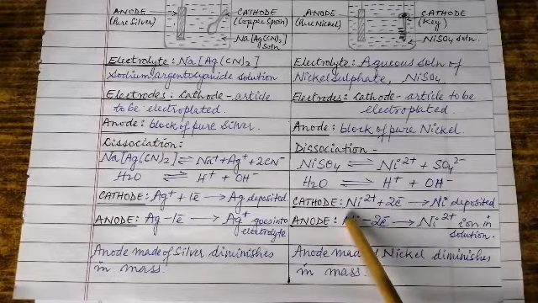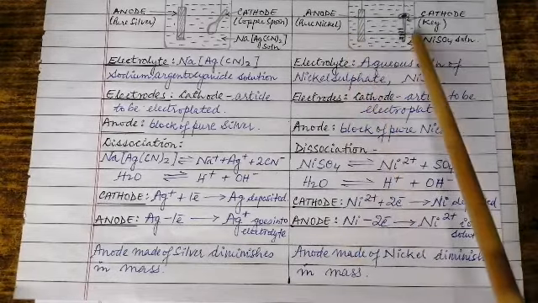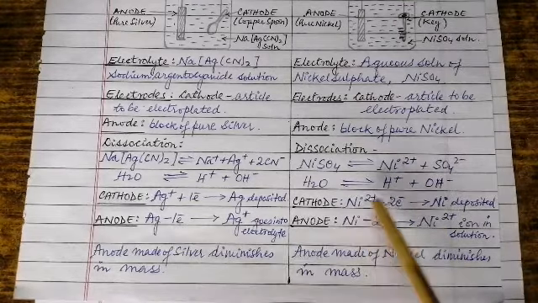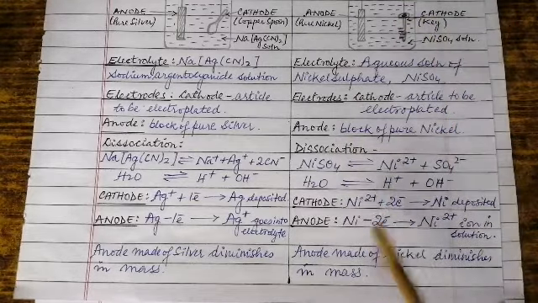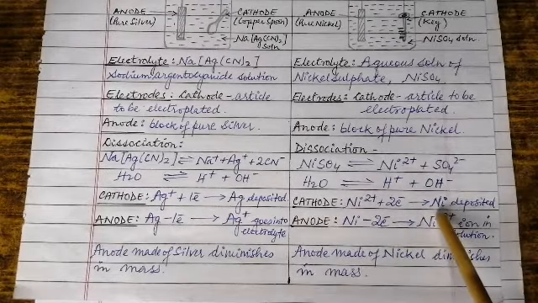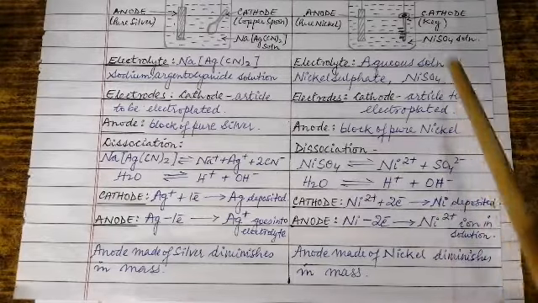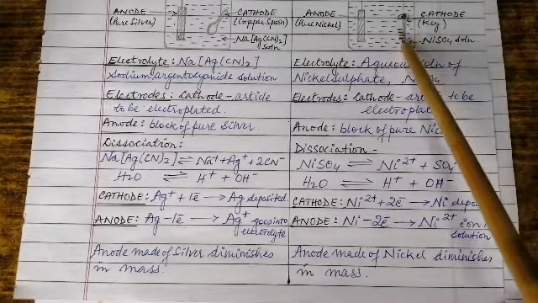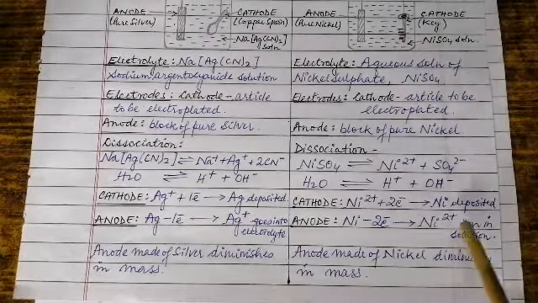Cathode is negatively charged. So the positively charged nickel ions get attracted towards the cathode, gain electrons and get discharged. So nickel is being deposited on the surface of the article to be electroplated, in this case, the key.